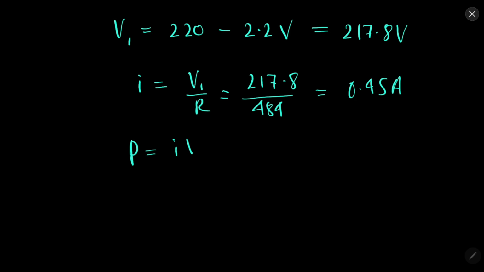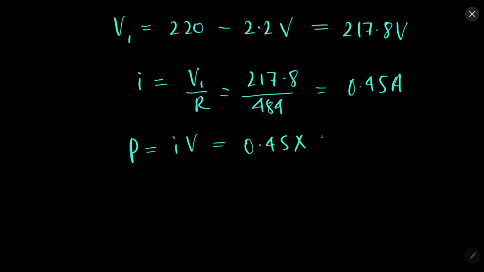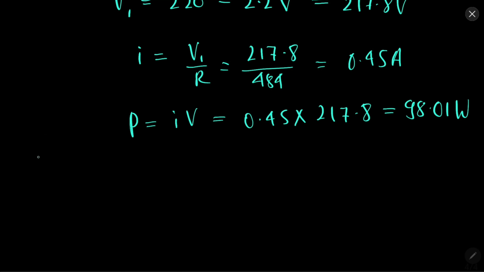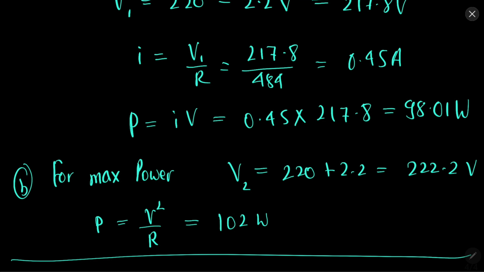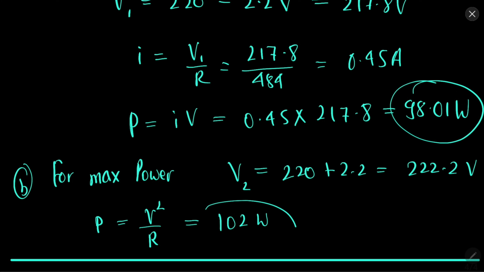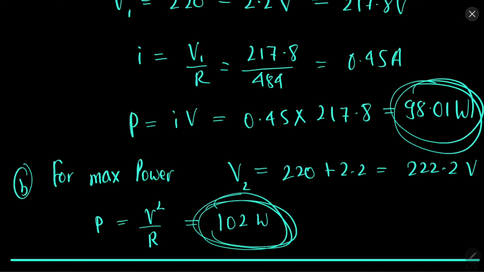Power will be current into voltage, so it will be 0.45 into 217.8, 98.01 watt. In second situation, for maximum power, voltage will be 220 plus 2.2 volt, that is 222.2 volt. So power will be V square over R, which will give us 102 watt. So minimum power and maximum power.